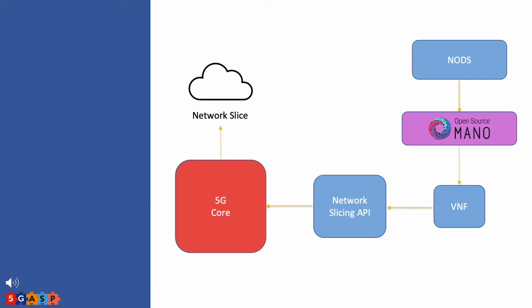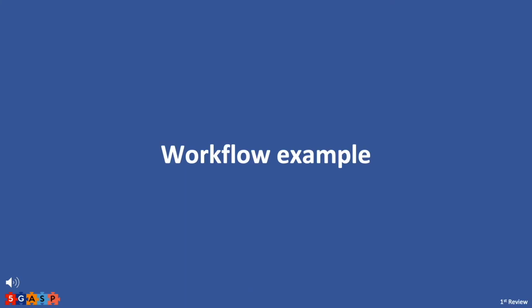All of these actions called by the API will be performed on the 5G core. Basically, it works as a wrapper to the 5G core. Now that you have an idea of how it works, let's see a concrete example.